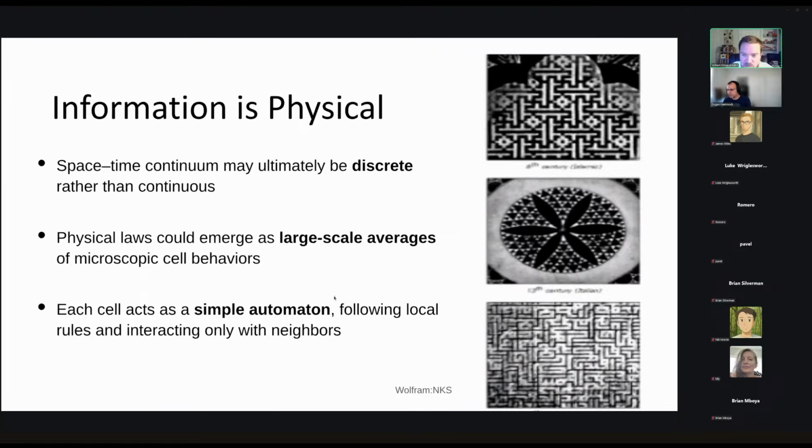And so that's the idea that I want you to have in the back of your mind: these simple rules and these simple patterns. And then when you zoom out on them and run them at scale, what do you get? And in particular, these ideas of simple automatons that just look at their neighbors.